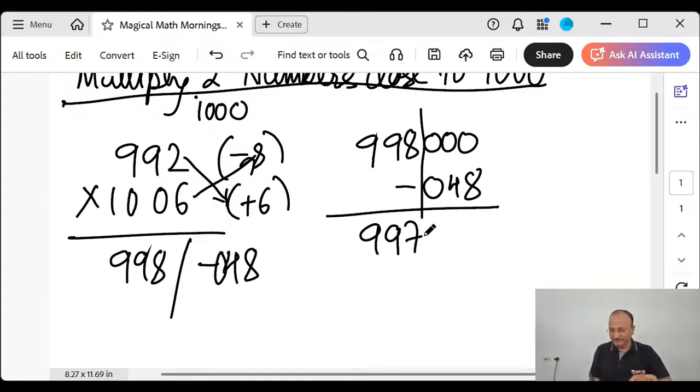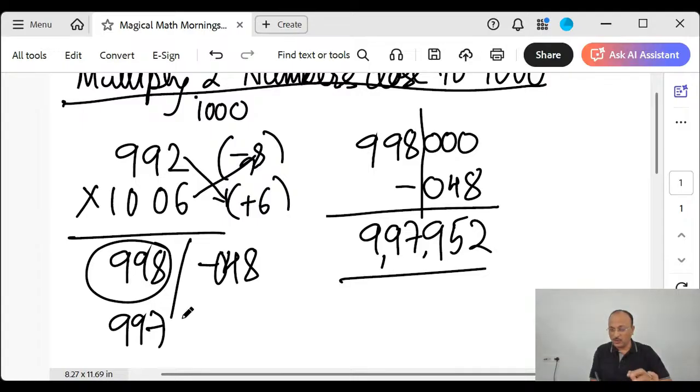And 8 6s are 48, so consider this and consider in your mind 048. And while writing itself, you write 048's complement. All from 9, last from 10. 9, 5, and the last is 10 minus 8, which is 2. Like this, we can write the answer in a single digit.